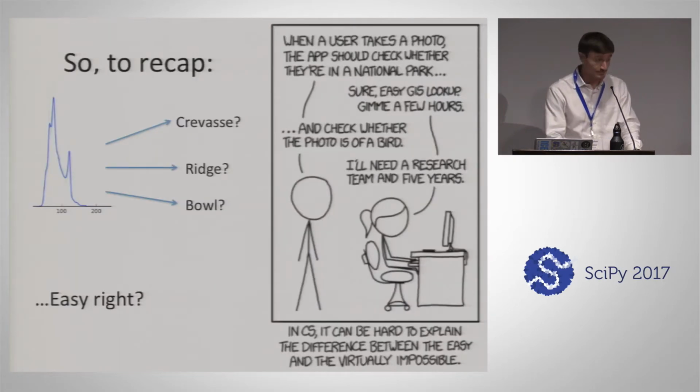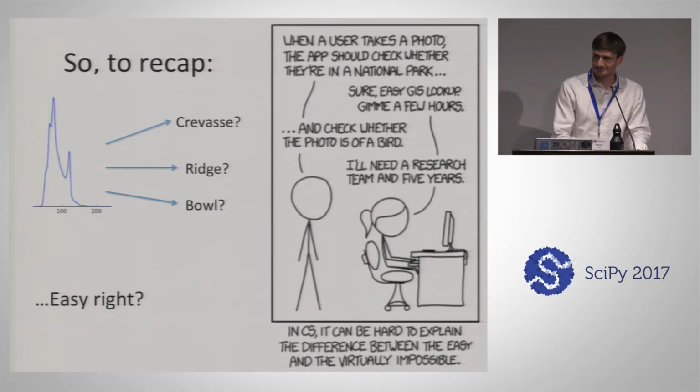So just to recap, my task is to take one of these squiggly lines and figure out what the surface type was from the squiggly line. So is it a crevasse? Is it a ridge? Is it a bowl? This is a pretty easy problem, right? This is not too difficult.